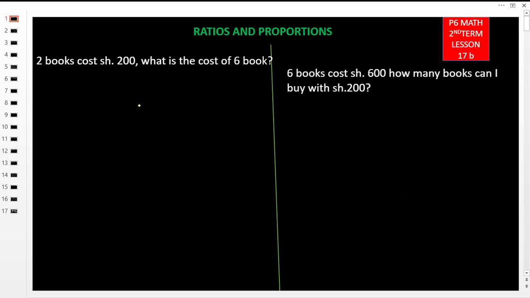So we've taken long without looking at Math B. So in this lesson, we are now resuming our Math B lessons. So this is lesson 17, Math B. In this lesson, we are now going to look at ratios and proportions. So we are having proportions.